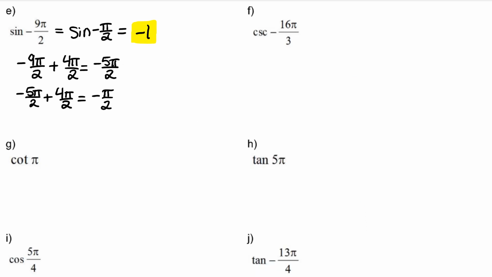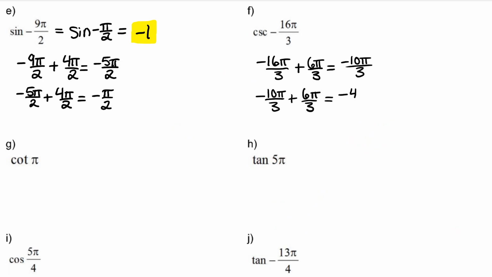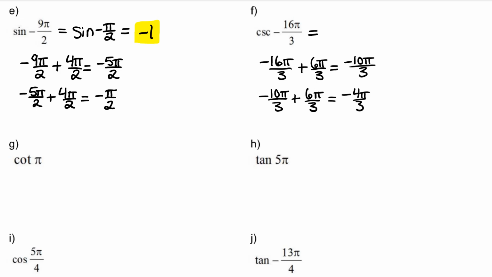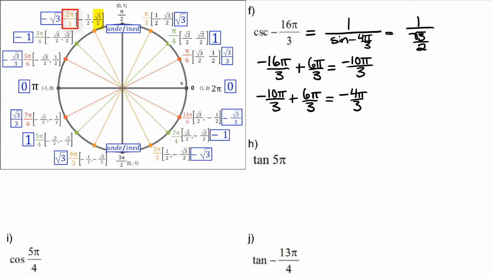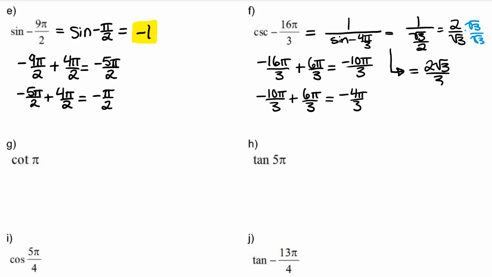Cosecant of negative 16 pi thirds. Let's find a coterminal angle. Negative 4 pi thirds is coterminal to negative 16 pi thirds. You could even add one more 2 pi to get a positive coterminal angle. Negative 4 pi thirds is the same as 2 pi thirds. Because cosecant is the reciprocal function of sine, I'm going to look at sine of negative 4 pi thirds, or sine of 2 pi thirds. Sine corresponds with the y value, so that's root 3 over 2. Find the reciprocal, rationalize the denominator, and cosecant of negative 16 pi over 3 is 2 root 3 over 3.